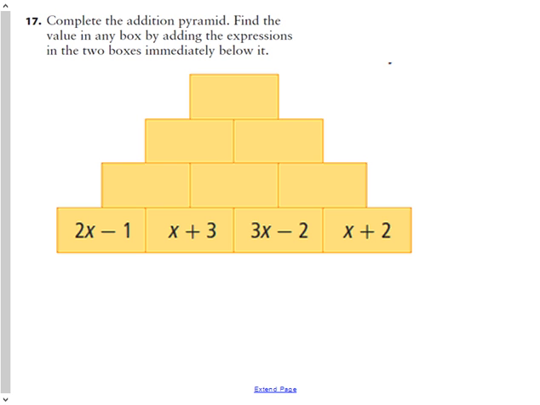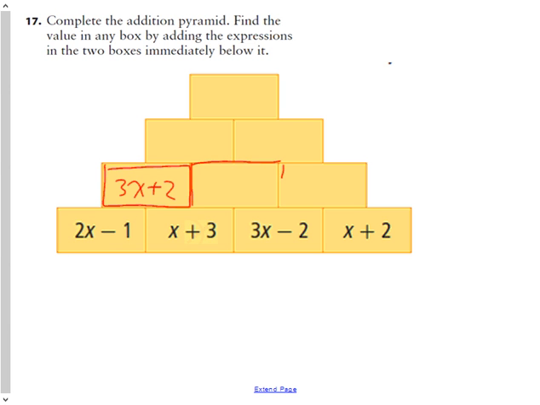Question 17 says, copy and complete the addition pyramid. Find the values of any box by adding the expressions of the two boxes immediately below it. So this box right here will be made up of this binomial plus this binomial. So all I have to do is add a 2x and an x to get a 3x, and a negative 1 and a positive 3 to make a positive 2.